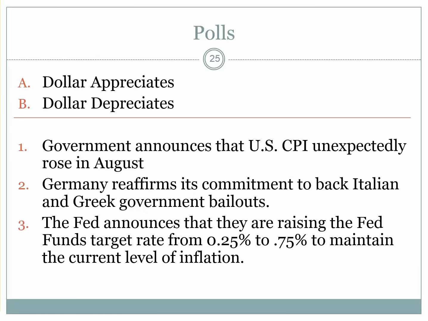So the last thing we'll do is talk about a little poll. So we'll say, if the government announces today that the US CPI, a measure of inflation, unexpectedly rose in August, the question is, what do you think would happen to the dollar that day? Well, since inflation is bad for a currency because it makes goods more expensive, I would expect that the dollar would depreciate.